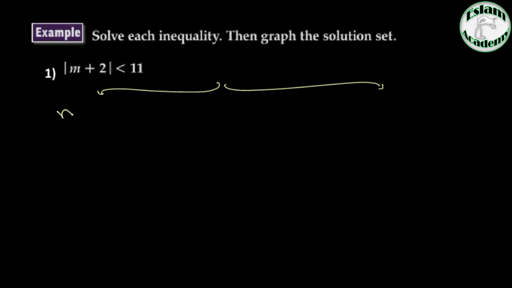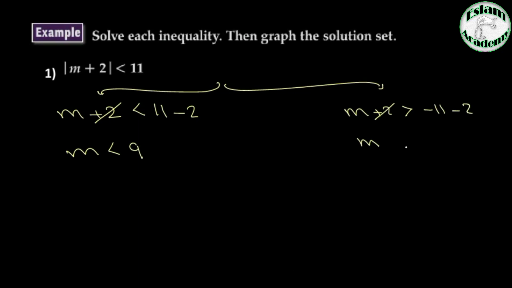For the first part, we write the expression inside the absolute value as it is and keep the sign of the inequality, less than 11. The second part will be m plus 2 is more than, we change the sign of the inequality and we change the sign of the right hand side. So now by subtracting 2, m is less than 11 minus 2, which equals 9. And by subtracting 2, m is more than negative 13.